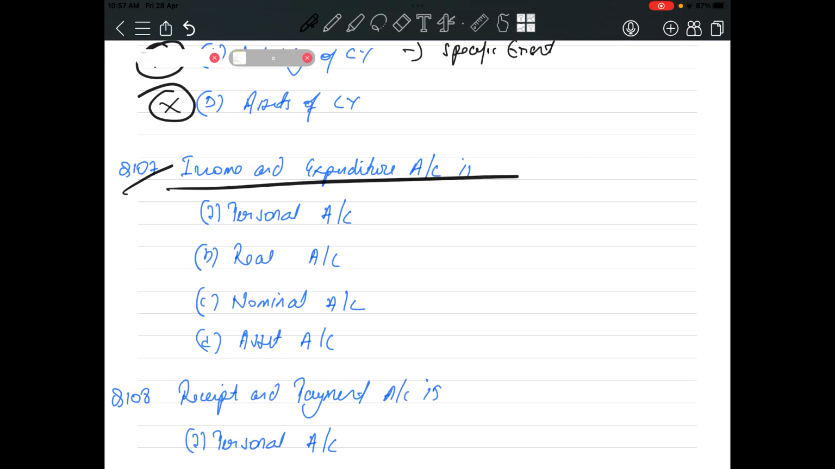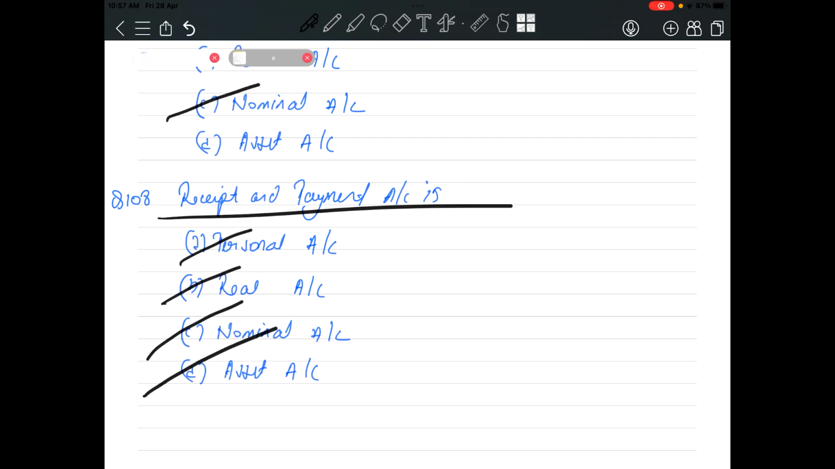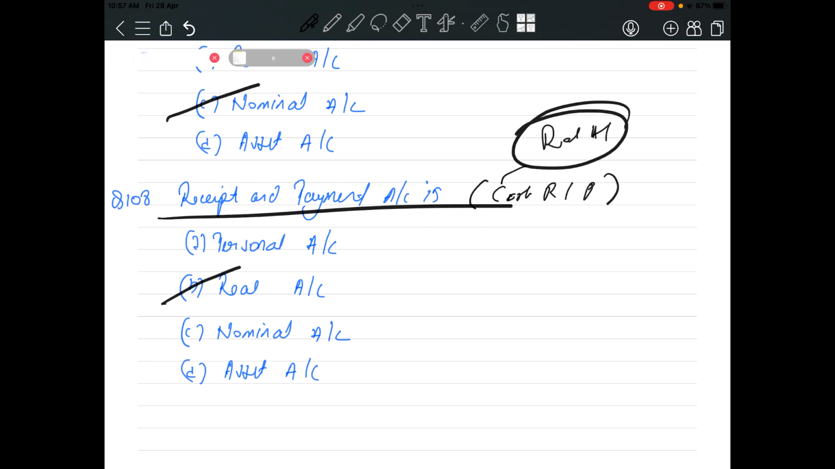Income and expenditure account is a personal account, real account, nominal account, or assets account? I have told you income and expenditure account is a nominal account. Simple, easy. Receipt and payment account is a personal account, real account, nominal account, or assets account? It is a real account, because receipt and payment account will have cash receipts and payments. Cash is also a real account, so if cash is a real account, receipt and payment account will also be a real account.